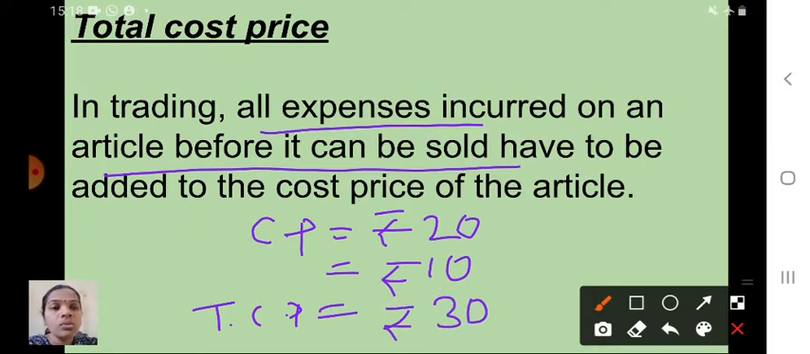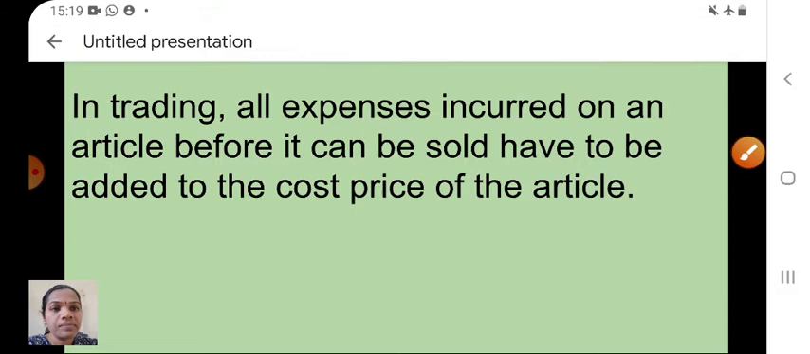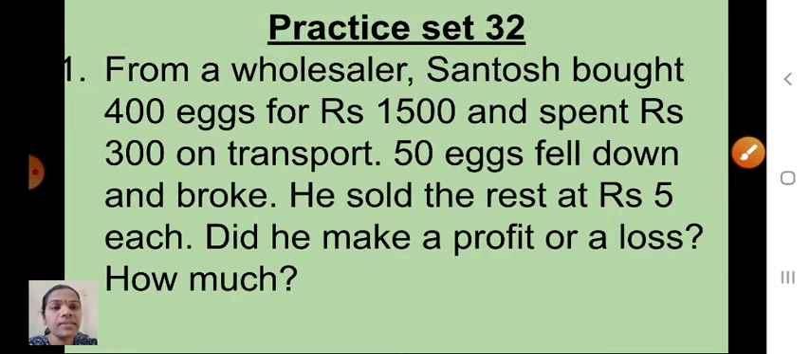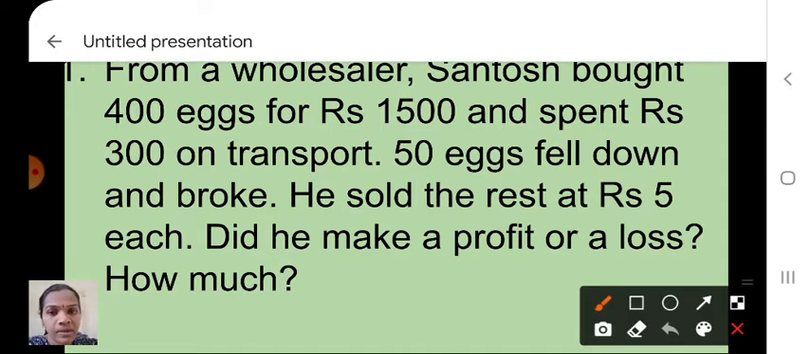Understood now? So total cost price means, see here, all expenses incurred on an article before it can be sold. Understood, children? So based on this total cost price, now we will solve the exercise. Shall I start now? See here, children, practice set 32. Here only word problems are there. Six word problems are there. We will see one by one.